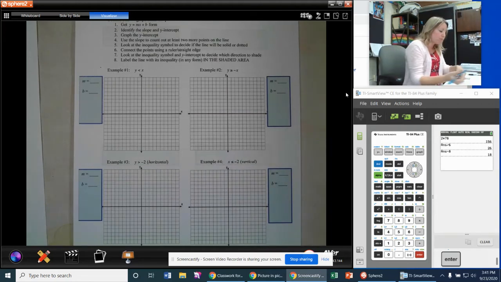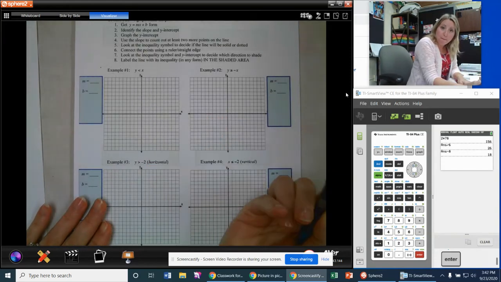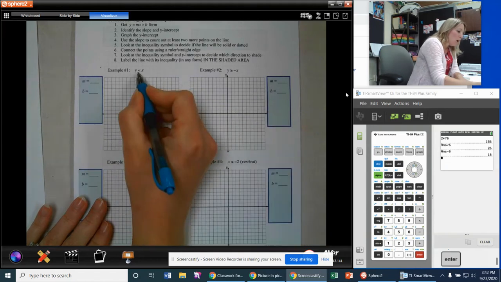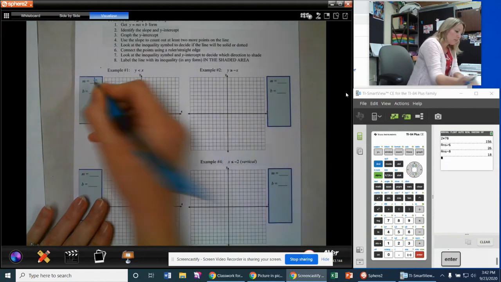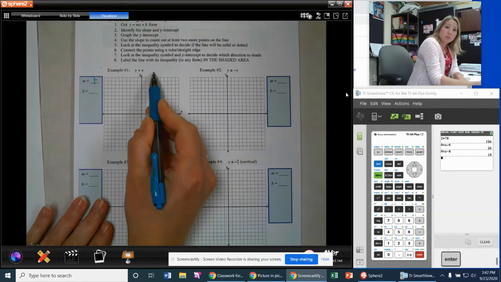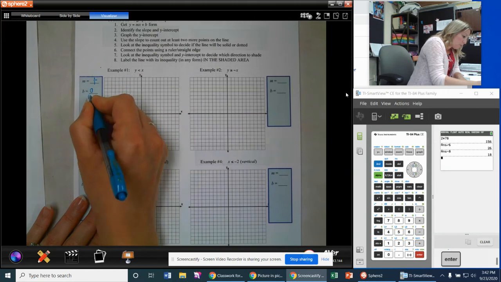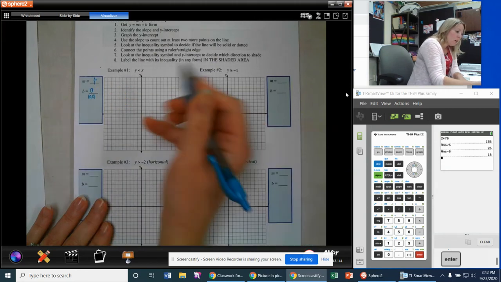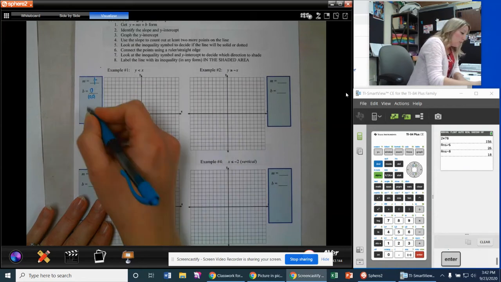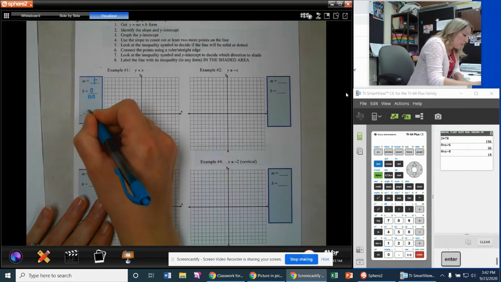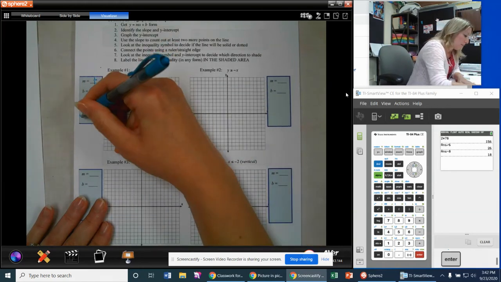Okay. All right. Example 1 is y is less than x. So what's my slope here? Well, it's a 1. There's a 1 over 1 in front of my x. What's my y-intercept? Well, nothing's being added or subtracted off the end, so it's 0. And that means my first point is (0, 0), right? Now, my inequality sign is a less than. So this is going to be a dotted line, and less than means shade lower.